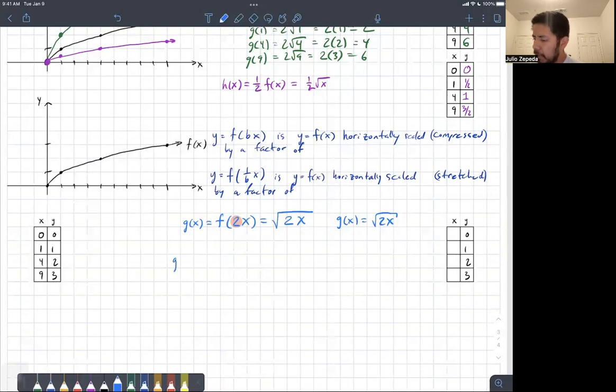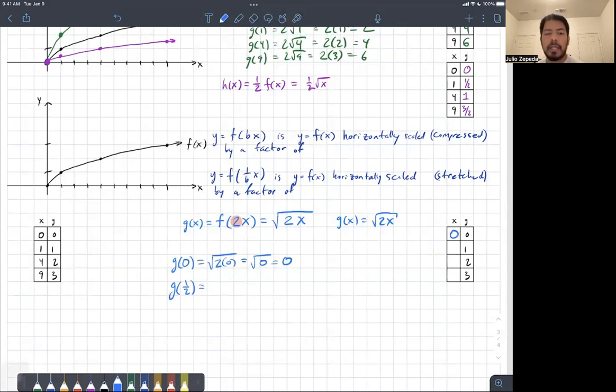So let's try plugging in. Let's say we'll start with g of 0, because that one's nice and easy. This is the square root of 2 times 0, which 0 is a nice number. It has a lot of nice properties. So this is the square root of 0, which is 0. Okay, so if we plug in 0 as our input, we still get the same output.